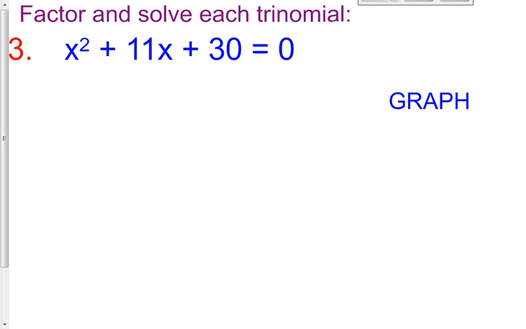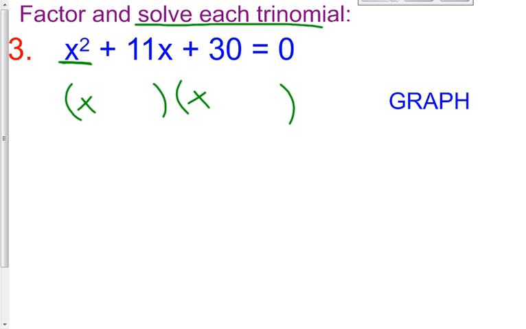So for number 3, we want to factor this so we can solve each trinomial. When we factor, remember, the first thing we do is we see if there's a GCF that we can take out. There is not, so once there's no GCF to take out, you form these two parentheses and you try to make the first times the first equal this term. So obviously x times x is x squared.